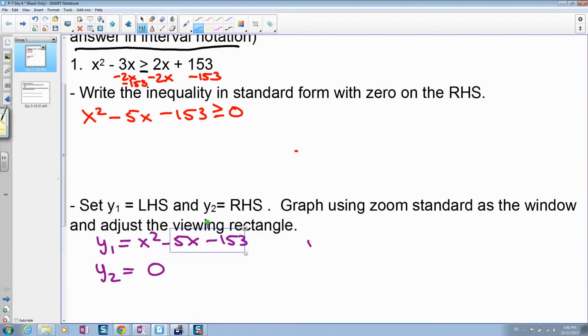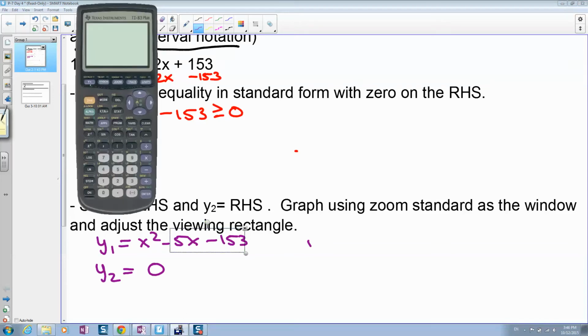All right. Then when you stick that in your graphing calculator, so let's turn that on, clear that. So you get x squared minus 5x minus 153, not 53, 153. And then you graph it. Notice we get that there.